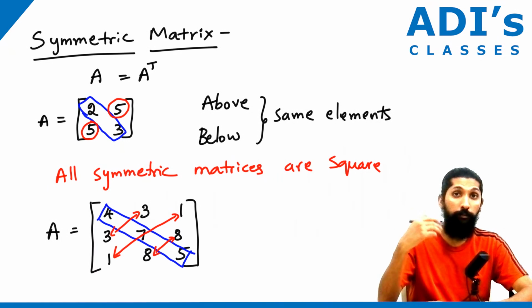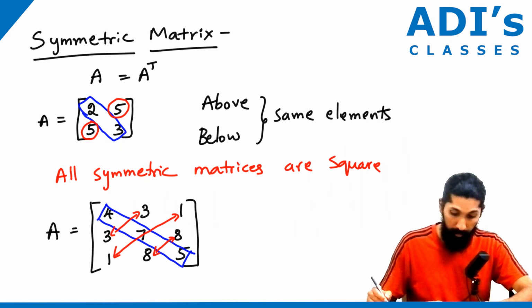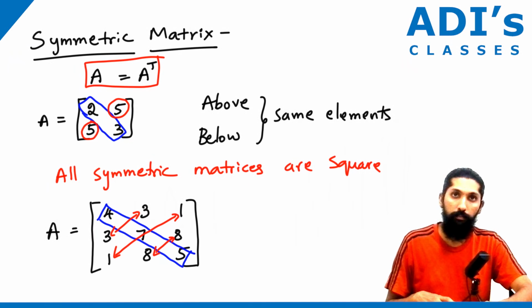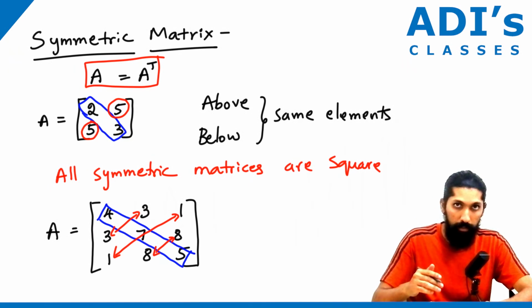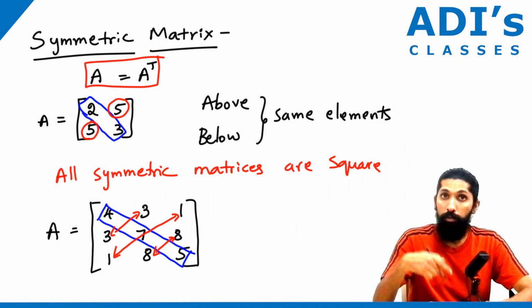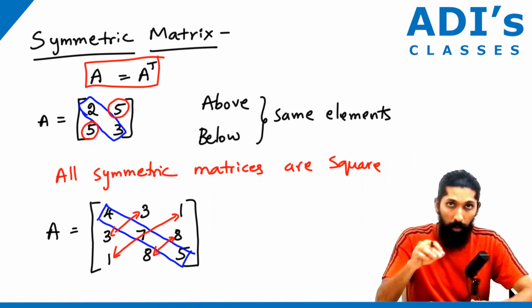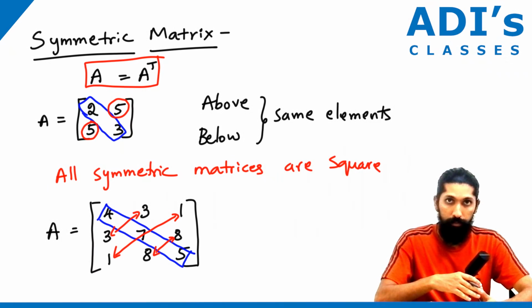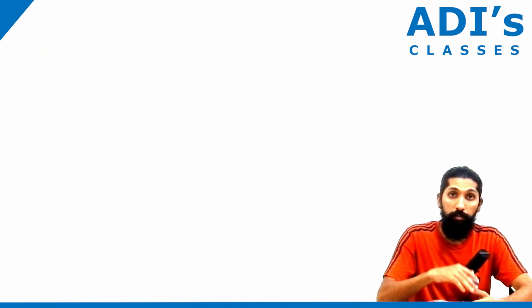Now how do we define it? The definition of a symmetric matrix is always with respect to this: A is equal to A transpose. Correct? The matrix and the transpose of a matrix should be the same. Then we call it a symmetric matrix. And you guys understood all the properties. Now let's discuss skew symmetric matrix.